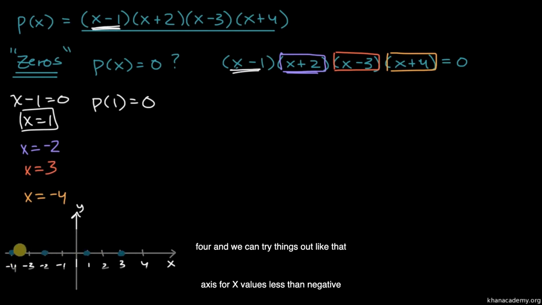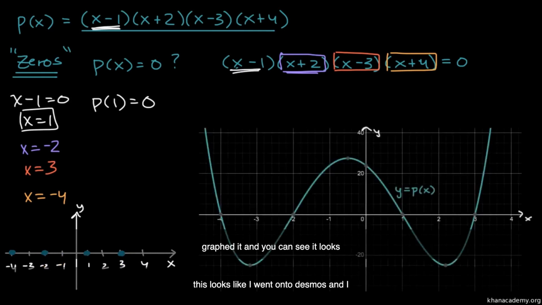And we can try things out like that, but we know it intersects the x-axis at these points. So it might look something like this. This is a very rough sketch. It might look something like this. We don't know without doing a little bit more work. But ahead of time, I took a look at what this looks like. I went on to Desmos and I graphed it. And you can see it looks exactly as what we would expect.